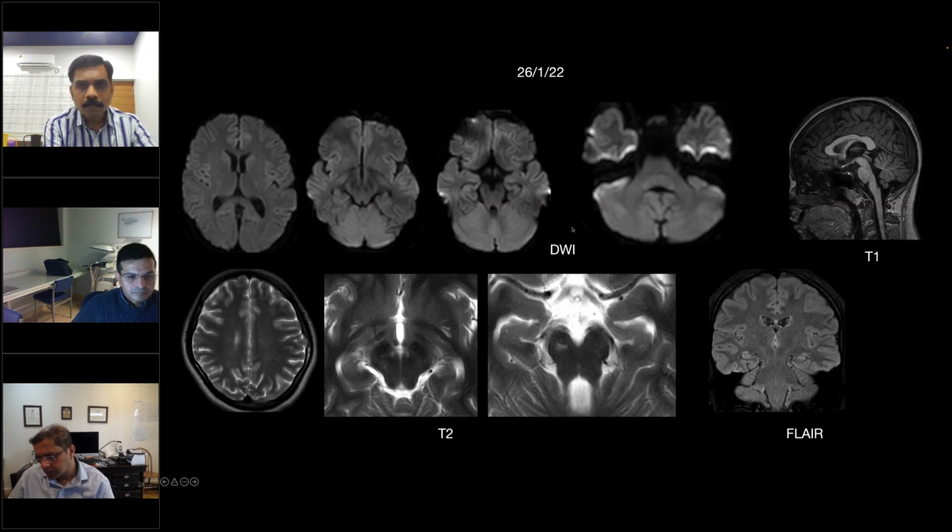And this is the most recent scan. No abnormalities on diffusion. Again, these hyperintense foci, tiny foci in the midbrain. There's also residual hyperintensities and slight atrophy of the bilateral mesial temporal lobes.